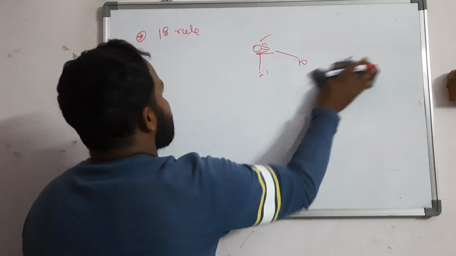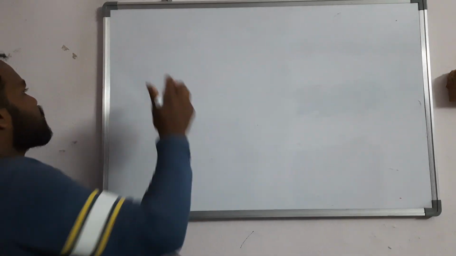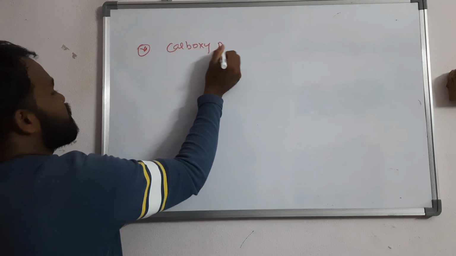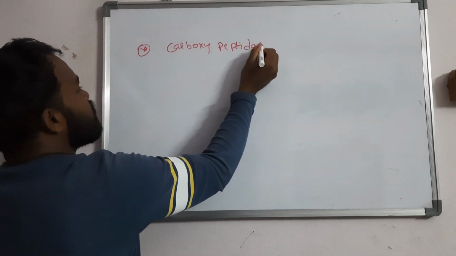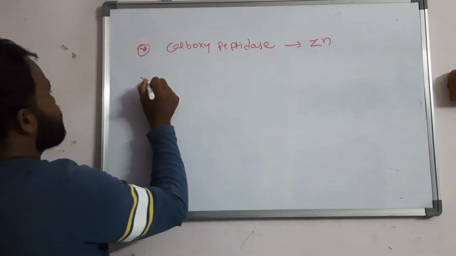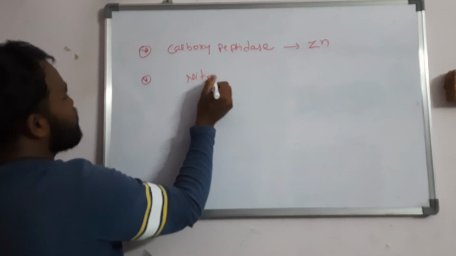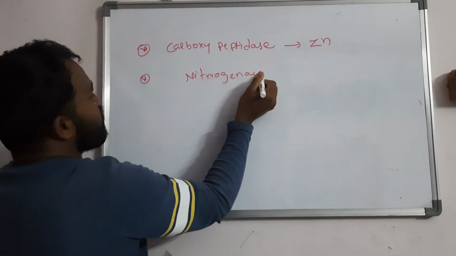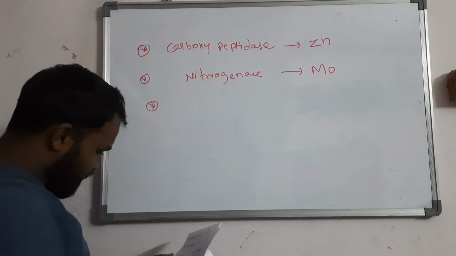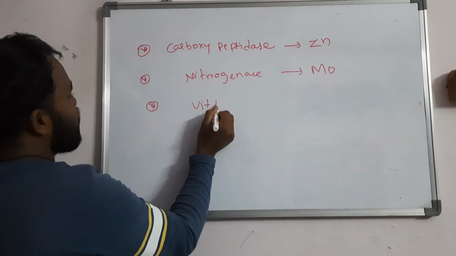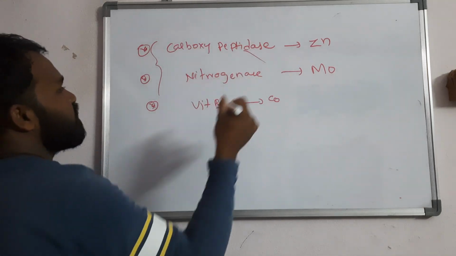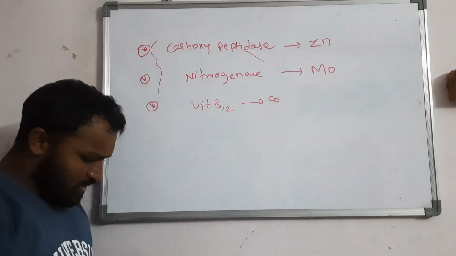Next, match the following of metal ions they asked. That is a simple question. Carboxypeptidase metal is zinc, right? Then nitrogenase metal is molybdenum they given, and one more metal they given, that is vitamin B12. Already we know that vitamin B12 possesses cobalt. So from the match the following, you should keep whichever answers are correct.